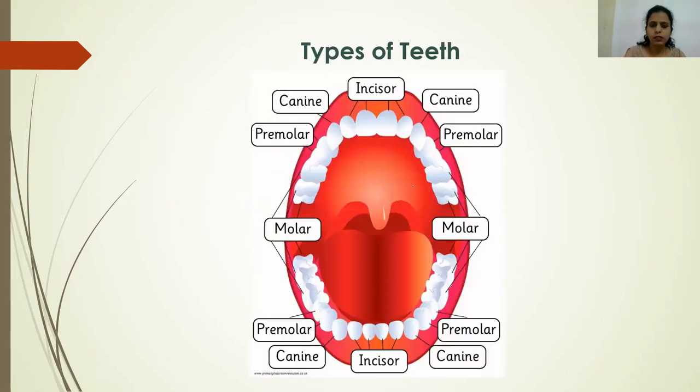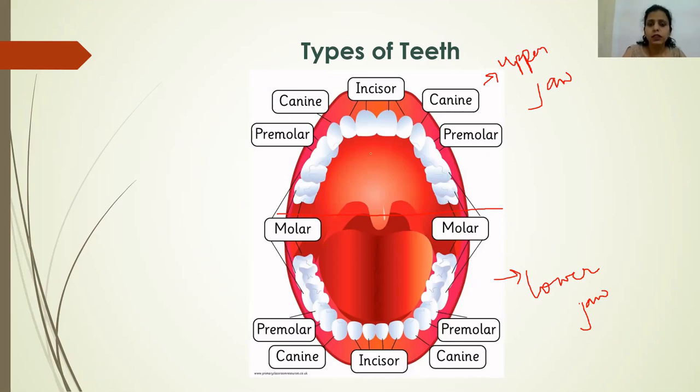Now this picture represents the different types of teeth present in our mouth. This is the example of a human mouth. If you divide the mouth into two parts, upper and lower, this one is your upper jaw, and this one is your lower jaw.